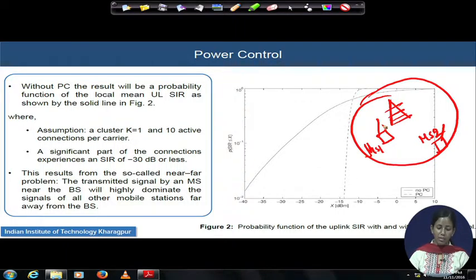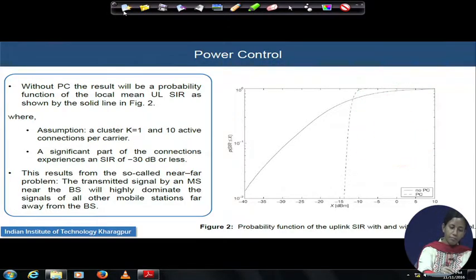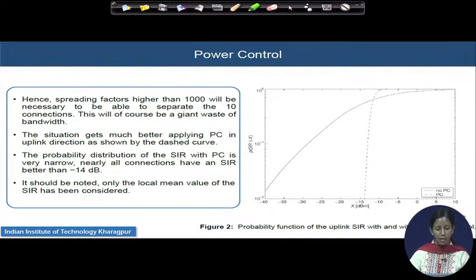To control the inter-cell interference coming from the near-far problem, we need to do power control. This graph shows that if you do power control, the SIR can be controlled within 14 dB; we can control it up to 14 dB.